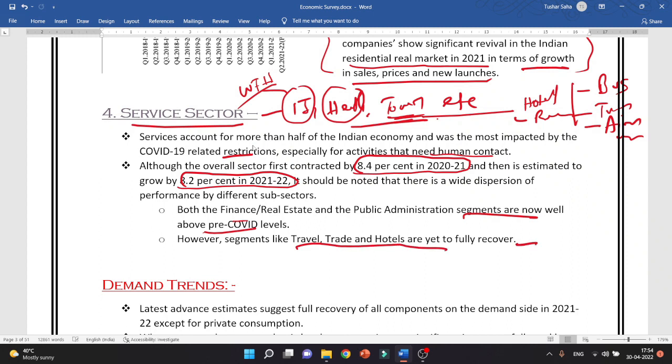So this sector where there were human contacts, okay, so you can book hotel online, but you can't stay online, right? So if you have to go to hotel, you have to be physically present there, and that is where the restriction was, okay, that you can't move physically from one place to another. That's why all this industry was badly hit. Whereas finance, where you can do almost anything online. Real estate, obviously, you can sell, you can purchase a house from a remote location as well. Although it was affected, but not that much. Then public administration and all.